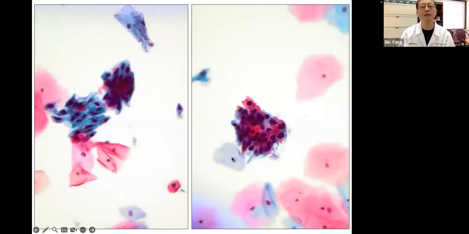Keratinized HSIL is occasionally seen. I would say, in my experience, less than 5% among all HSILs in Pap smear.